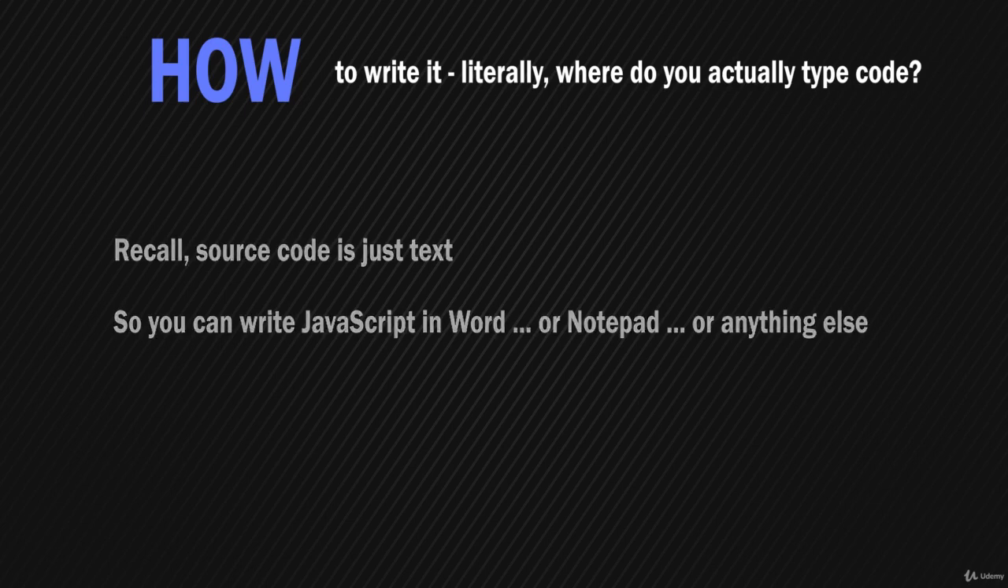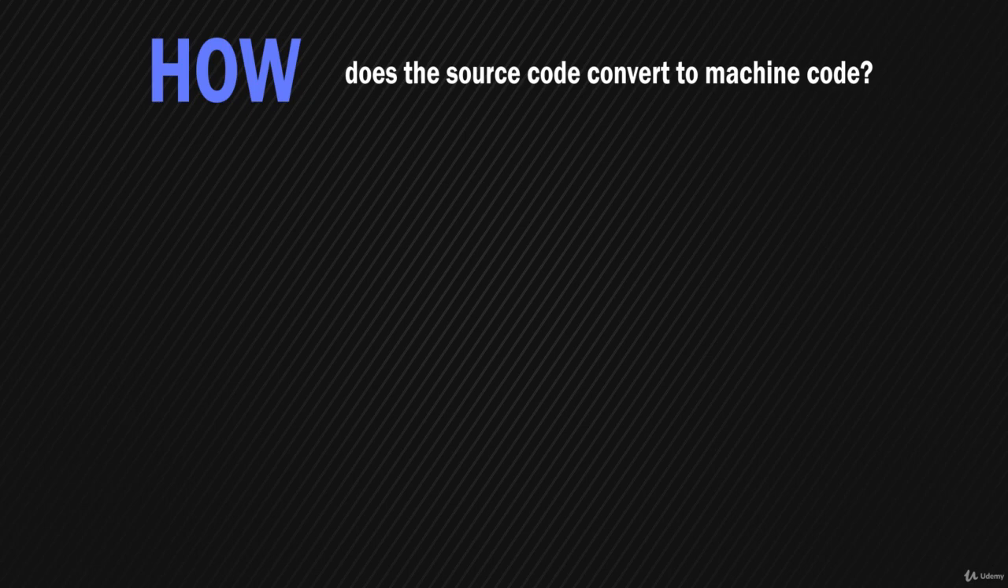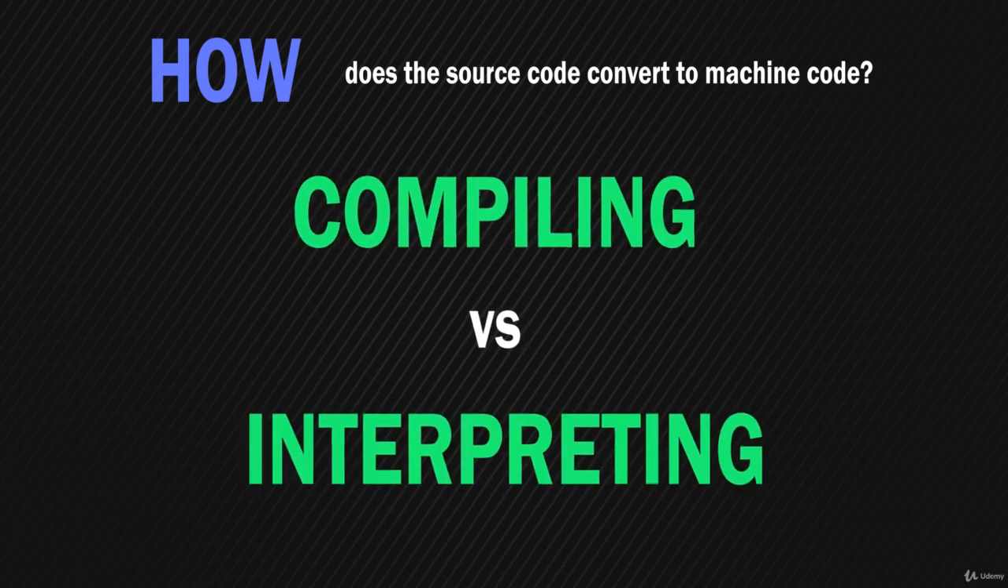Moving on to the second question: how does source code convert into machine code? Is this something you need to be concerned about as a programmer? Well, I believe it's good to understand it. Like I said, I've got a firm philosophy in understanding the basics before diving into the more complicated stuff. So yes, I do think it's important for you to understand how your JavaScript is converted into machine code. Well, in order for me to tell you that, you need to understand the difference between compiling and interpreting.